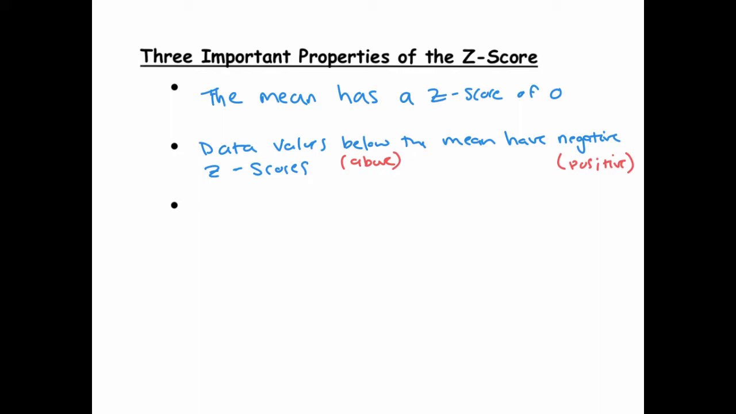And lastly, the last property is that the z-score has no units. Sorry, I said that wrong at first. The standard deviation does have units. The z-score has no units, which we indicated before. So there are the three properties of z-scores, and we'll take a look at some examples next.